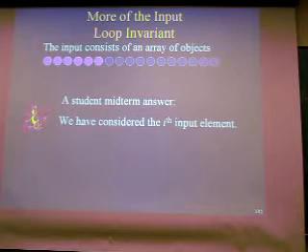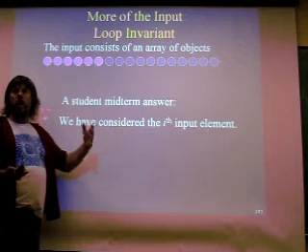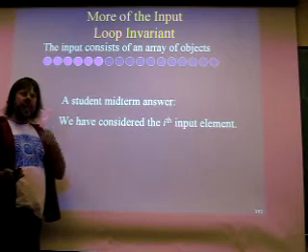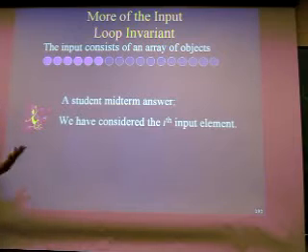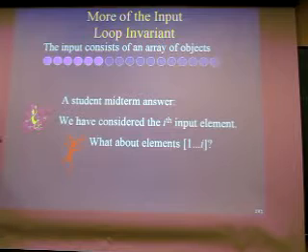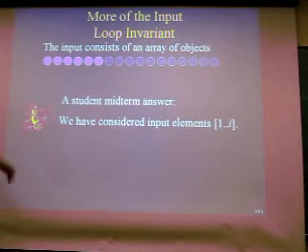People say, well, we've considered the ith input. That's kind of a picture. It says something that's true. I've thought about the ith element, but does it say anything? No, it doesn't say anything. It doesn't talk about the previous items, for example. So it could say, well, we've considered the first i items. Still doesn't say anything, right?